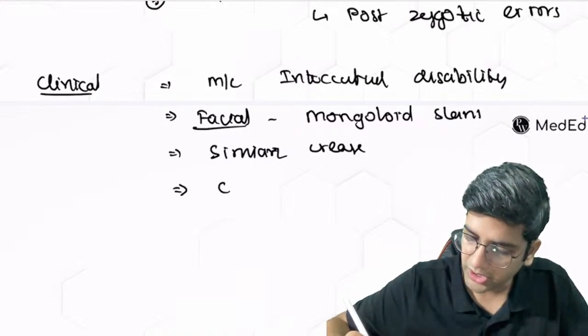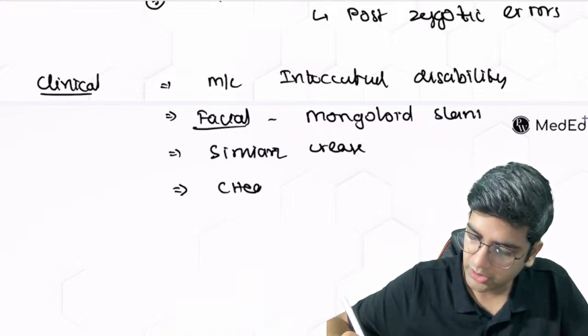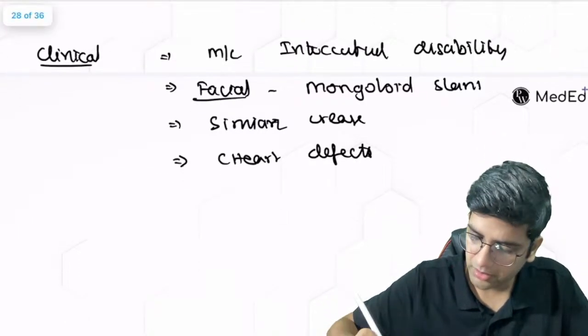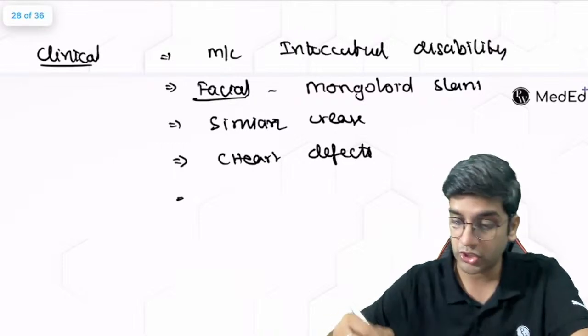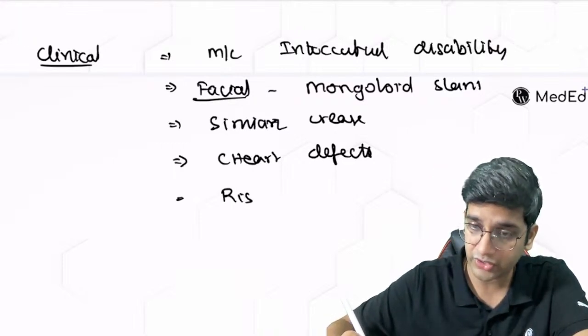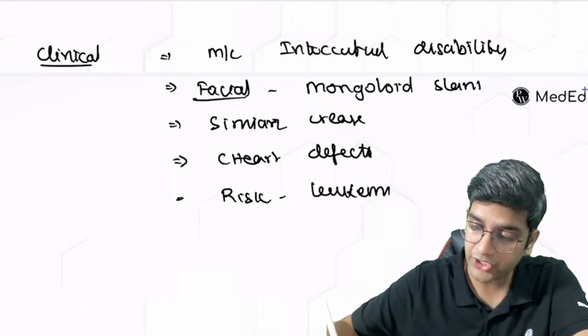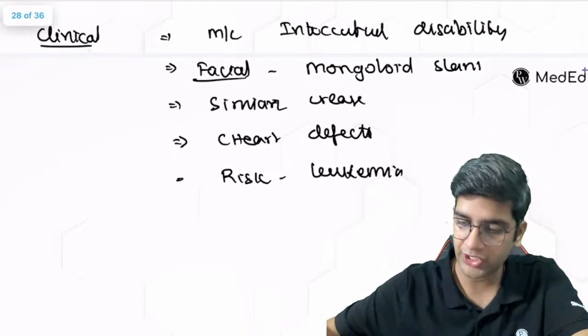Organ dysfunction, congenital heart defects, your ASD, VSD, they are common in Downs, right? Gut malrotation is common in Downs. Leukemia, there's an increased risk of leukemia. I want you to mention Alzheimer's. If possible, write an extra note on Alzheimer's also.